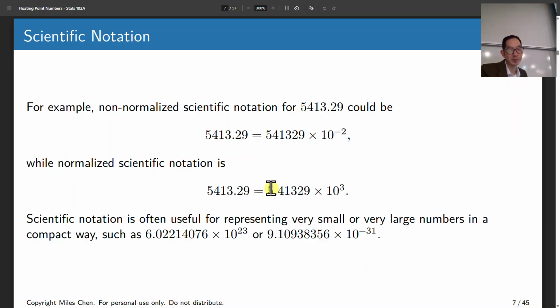The standardized, normalized scientific notation is 5.41329 times 10 to the third, right? So we would roll the decimal point 3 positions to the left, and when we do that, we say, okay, you've got to undo that by multiplying it by 10 to the third.